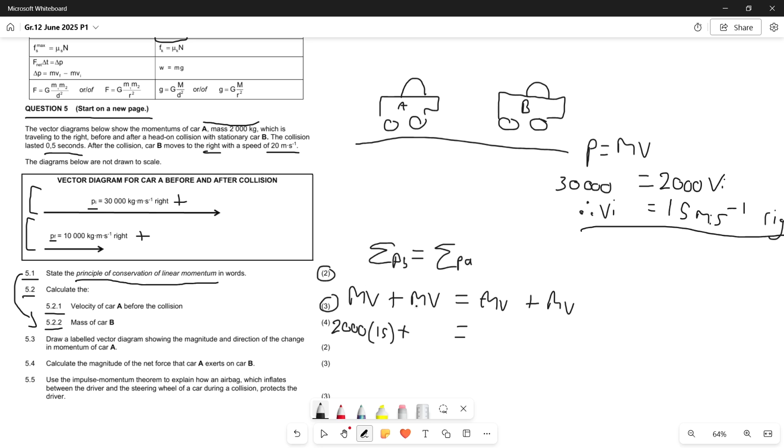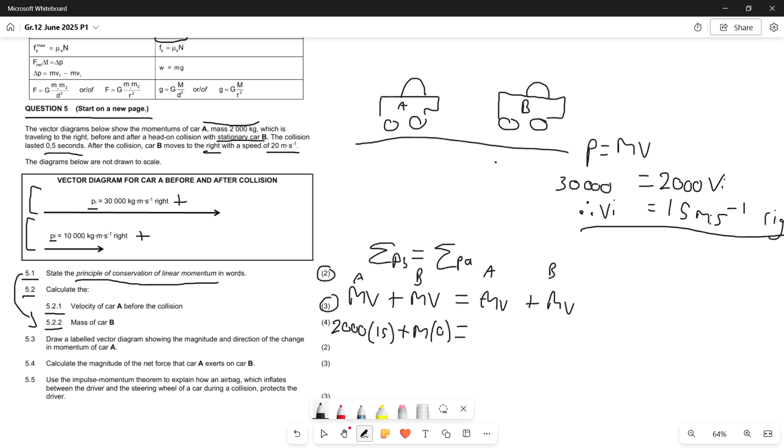Now we need to add the mass times velocity of car B. The mass of car B is what we want. We don't have that, and its initial velocity is 0. A reminder that it said collided with a stationary car B. So it was initially 0 before these 2 cars bumped into each other. So this was A before, this was B before, this is A afterwards, and this is B afterwards. So we have the befores, and now the afterwards is what we need.